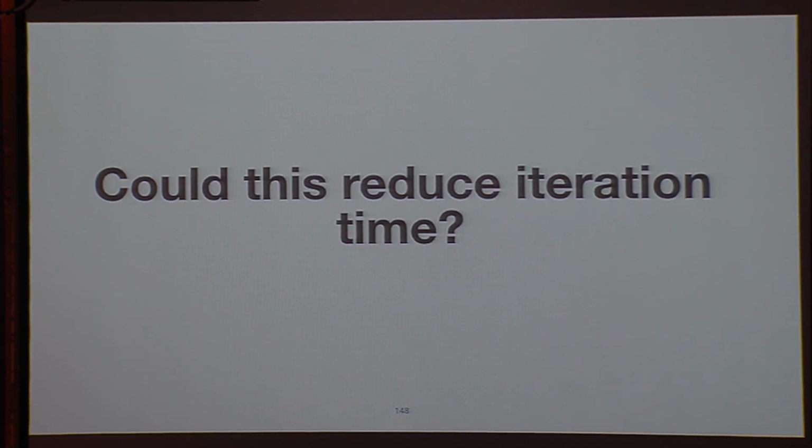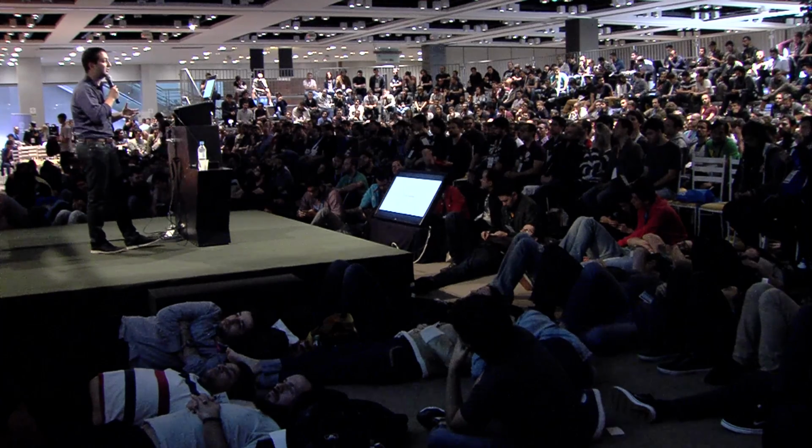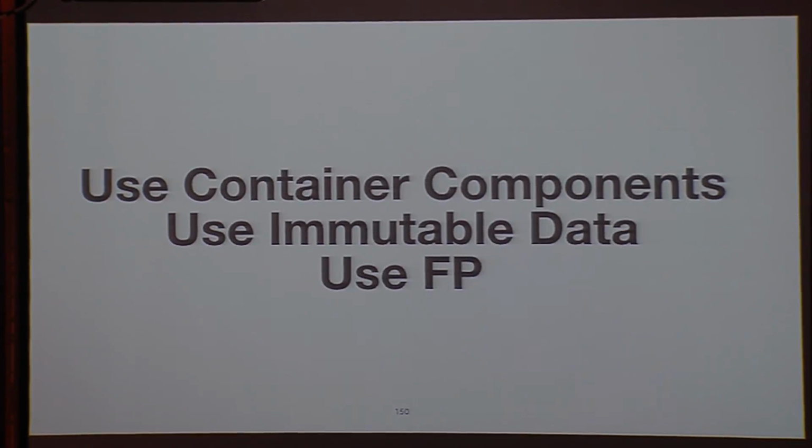If it is, then it's not really JS fatigue. It's just improving your team, right? Could this reduce iteration time? Could you make it so every new feature comes out faster? So in order to do this, my current suggestions are use container components, use immutable data, use functional programming. But there's a lot more to do, depending on how much more complex your app can get. So there's stuff like Relay, Redux Saga, and CSS modules.